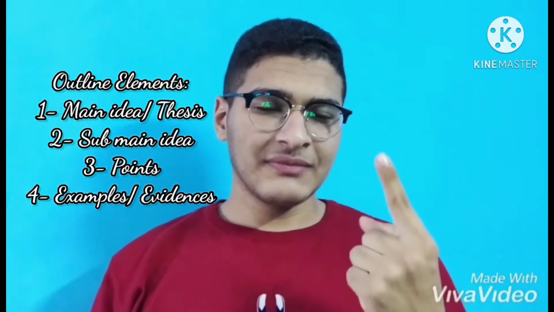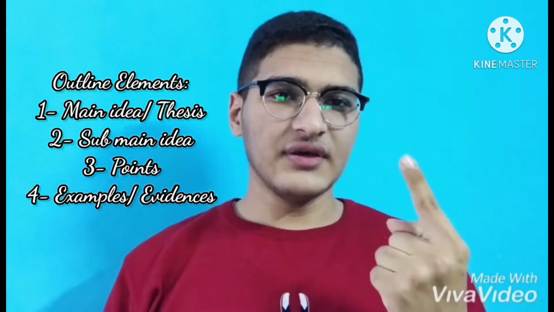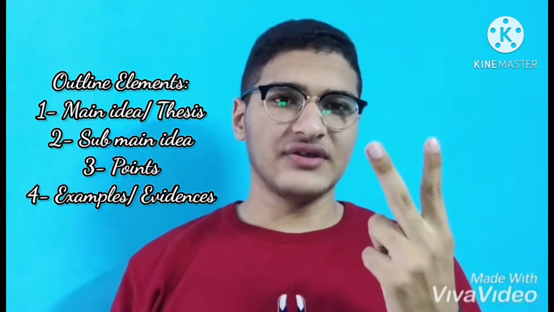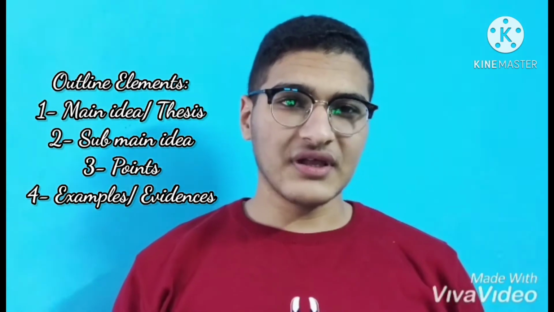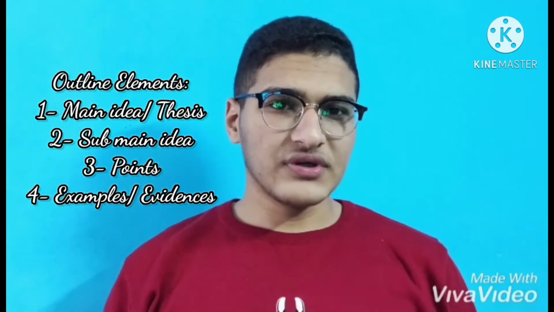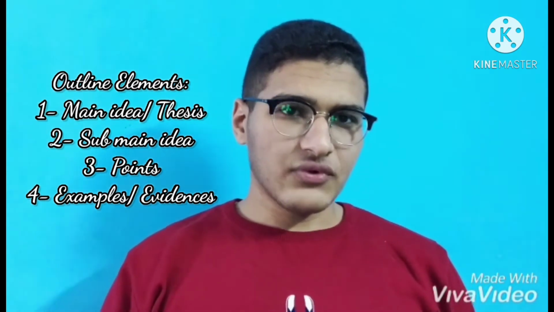There are 4 elements for the outline. The first element is the thesis or the main idea. The second element is the sub-main idea. The third element is points. The fourth element is evidence or examples. The first element is the thesis or the main idea that we mentioned in step 3. You only copy it in step 4.